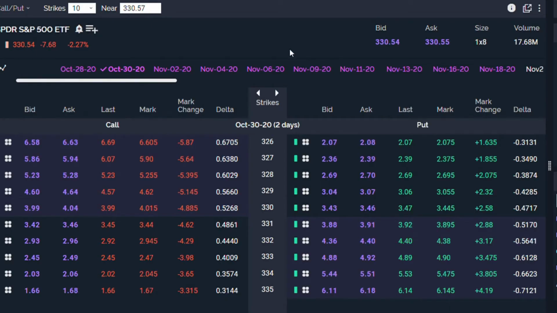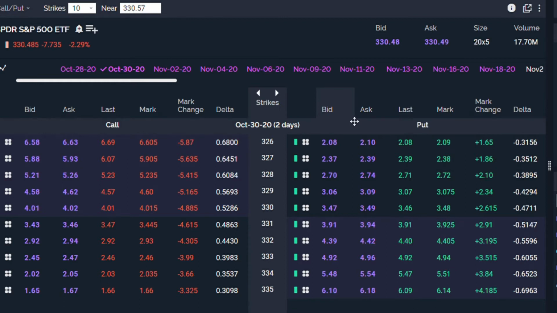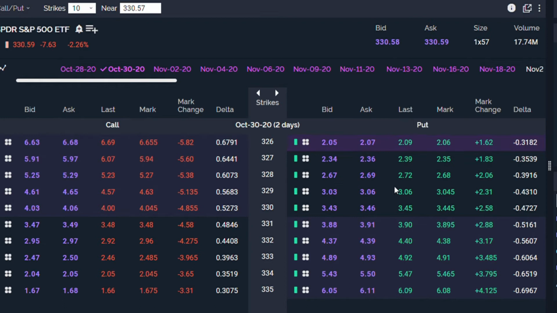Okay, all right. So when we have our basic options menu pulled up, this is our options table with our calls on the left and puts on the right, and then we always have the bid and ask, and then the mark and the last. The mark is kind of what's trading for right now. Last is the last price it went for.